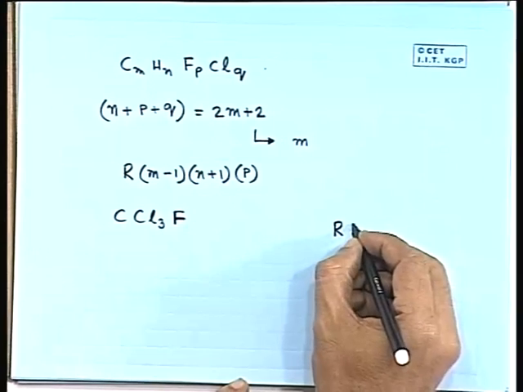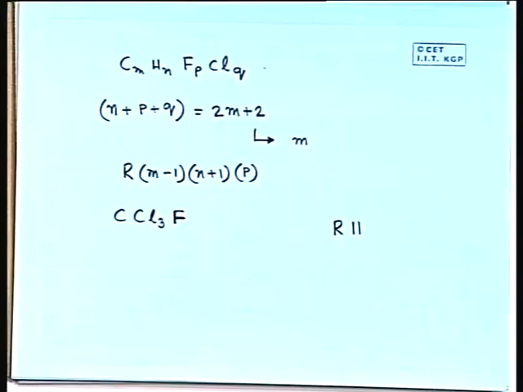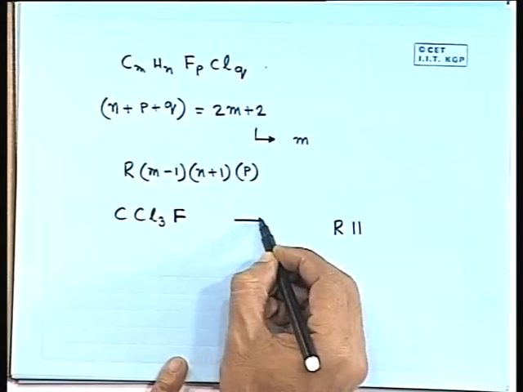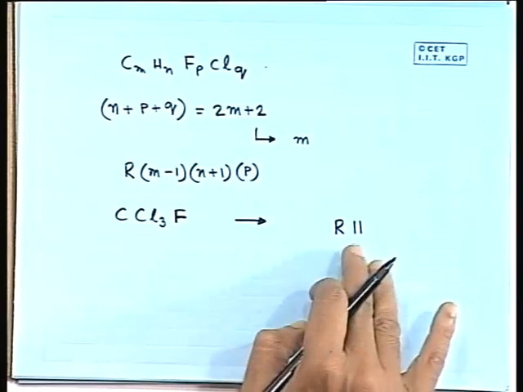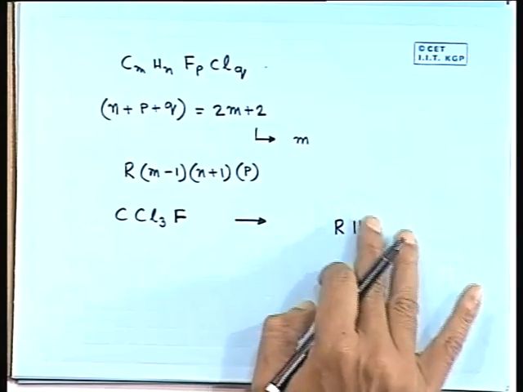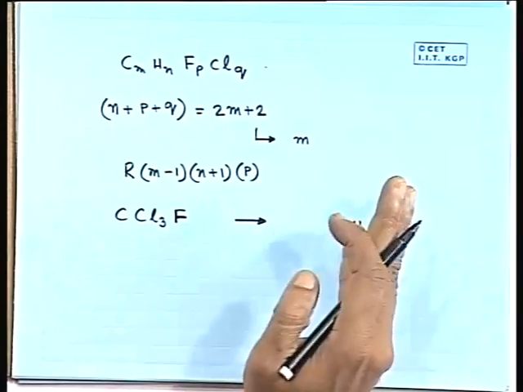So, this will be R11. Let us not waste time, you can see it. Similarly, we can get the name of other refrigerants, or generally the commercial name, or most commonly used name is this. From here we can find out the chemical formula. That is why I have given this.